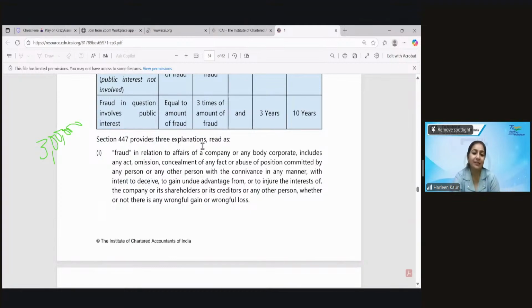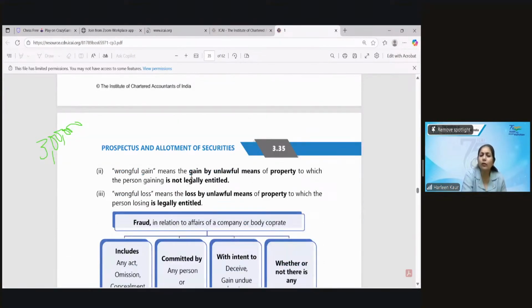So 447 says, in relation to a company or body corporate, any act, commission or concealment committed by a person or any other person with the intention to deceive or gain undue advantage or injure the interest of the company or shareholders, whether or not there is any wrongful gain or loss. चाहे आपको फायदा हुआ या नहीं हुआ, अगर आपने कोई भी omission concealment करी तो वो fraud. Underline this word, whether or not there is any wrongful gain. What is wrongful gain? Unlawful mean use कर आपने gain करा, lawful mean से आपको loss हुआ.